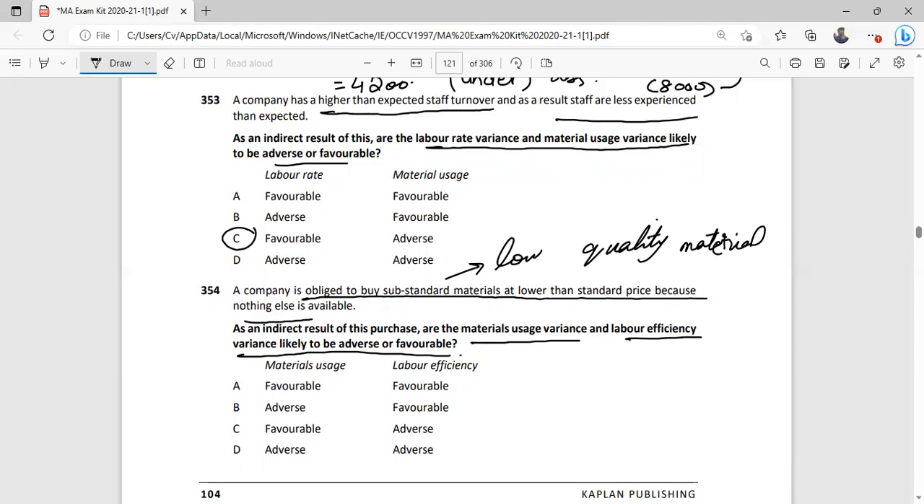Wastages means adverse material usage. When you buy low quality material, it will definitely affect the productivity of the labor, and it is also possible that labor will consume more hours than the targeted or budgeted. So we have adverse material usage, as well as adverse labor efficiency variance. Right? Any question?